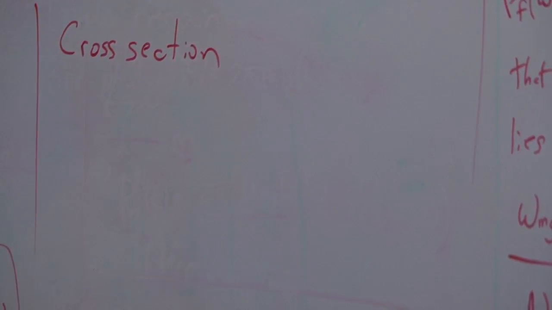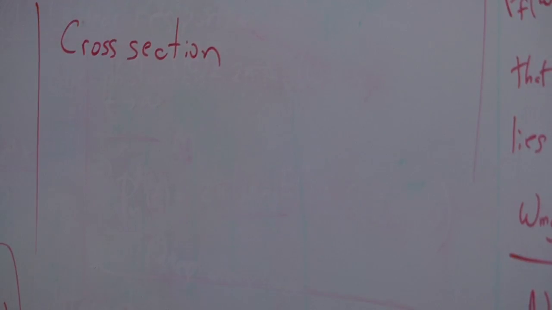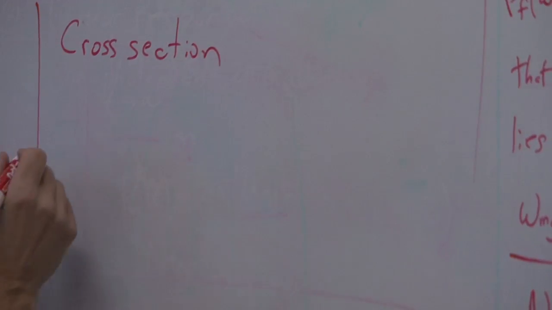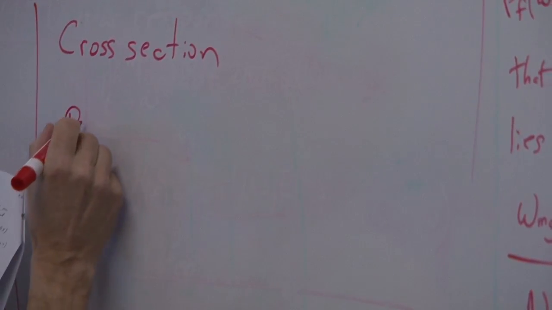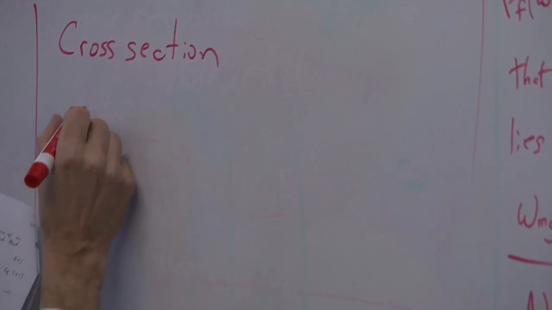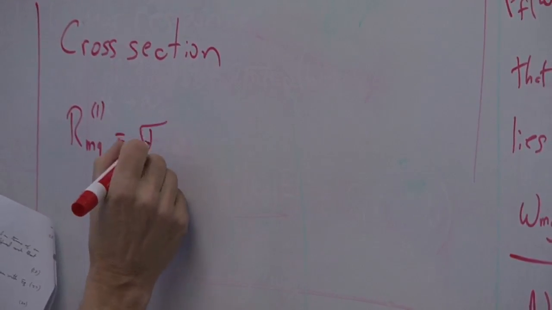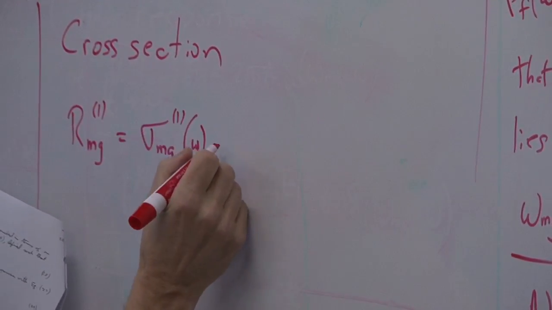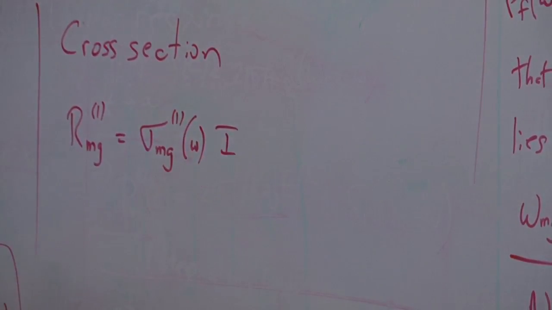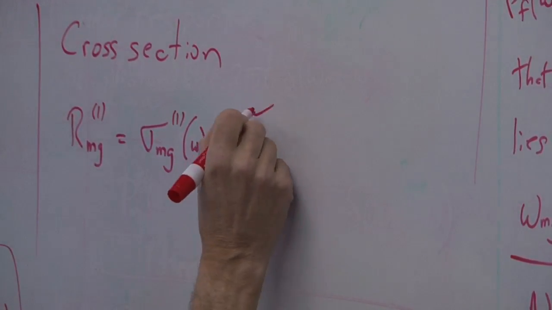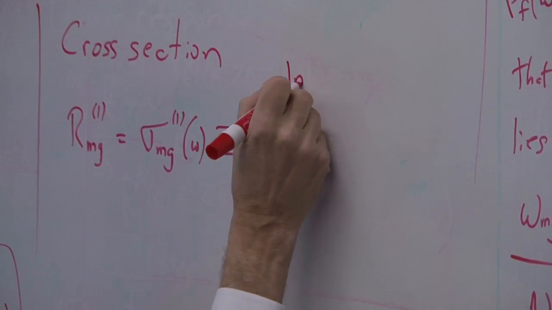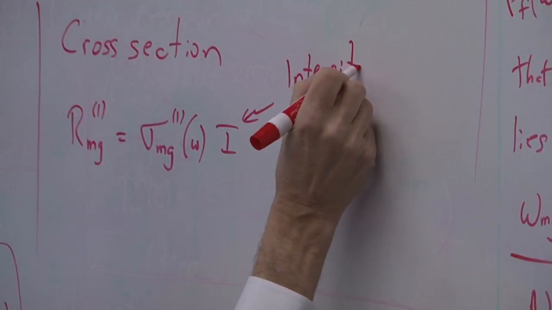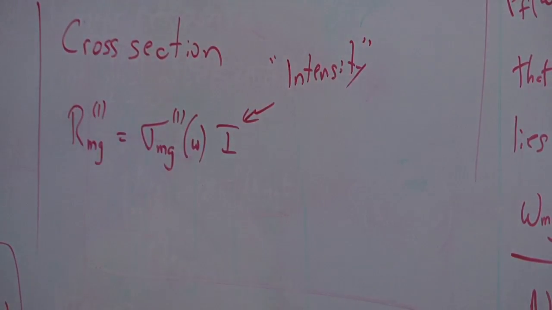Now, we conventionally measure rates in terms of a transition cross-section. So we can choose our R, m from g, to be sigma mg of omega times I. Well, this is, let's just say, the intensity in photons per meter squared per second.